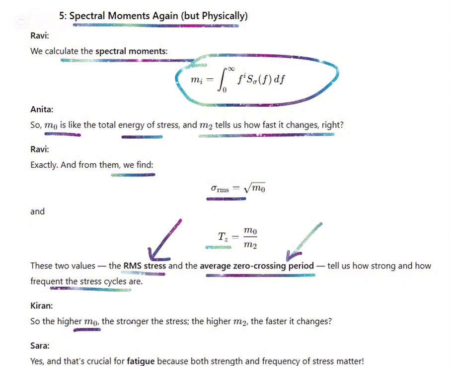Higher m0 means stronger stress, and higher m2 means it changes faster. The zero crossing period is the square root of m0 by m2. That's crucial for fatigue, because both the strength of stress as well as the frequency of stress matter.